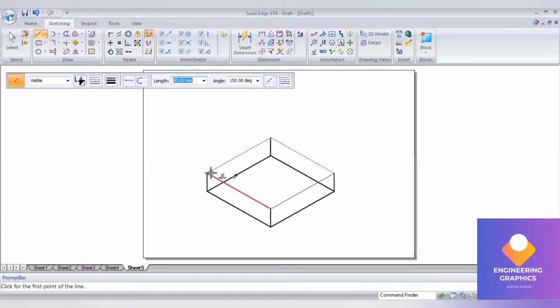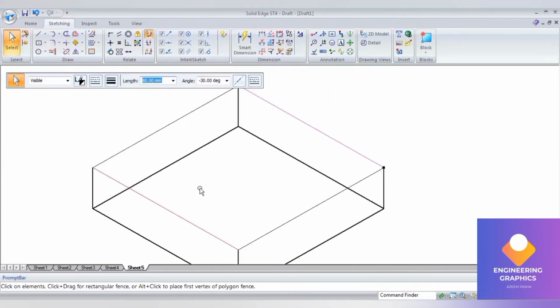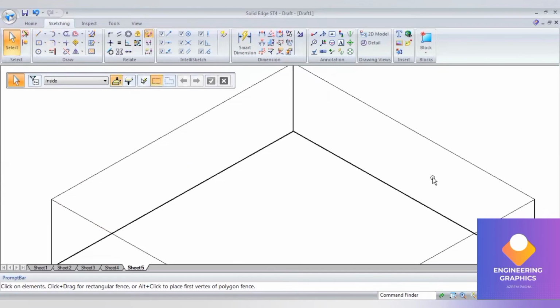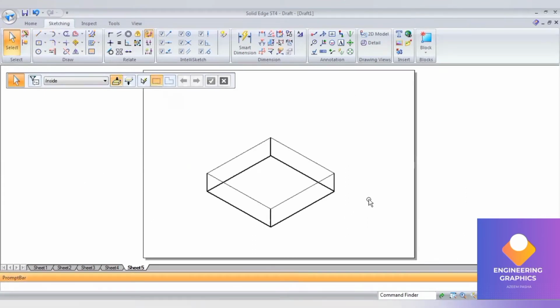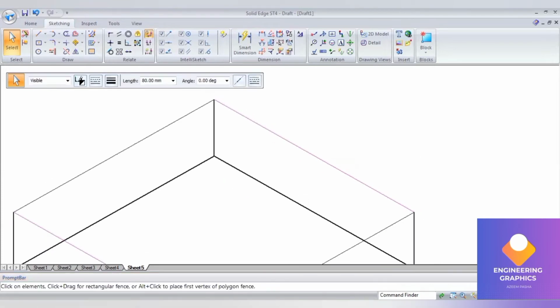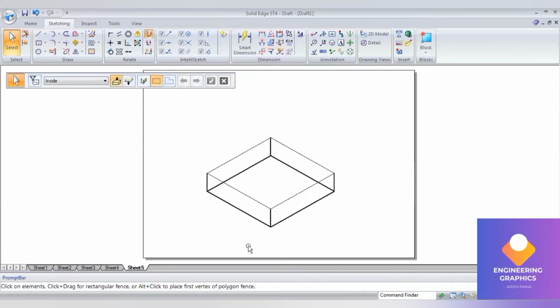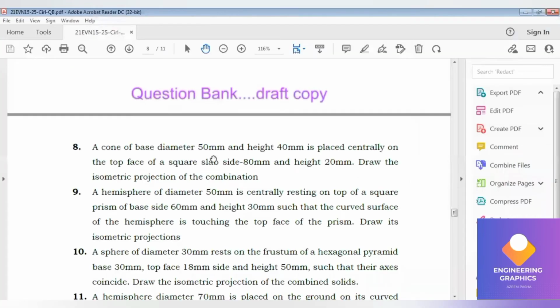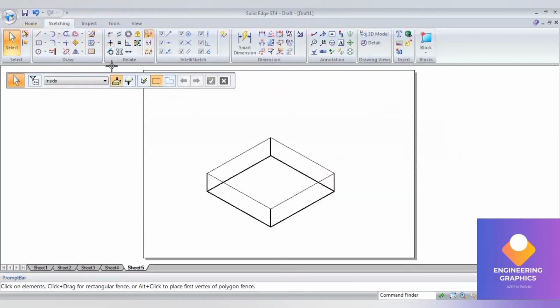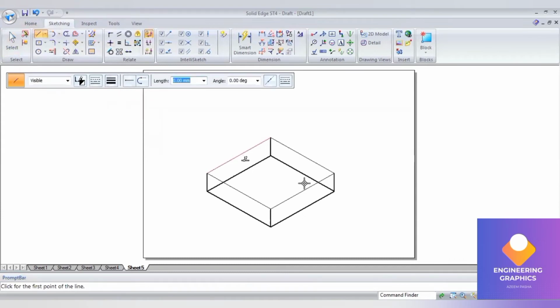So square slab is constructed. Now above it we have to construct the cone here, cone of base diameter 50 and height 40. So separately I'll be constructing the cone here. So first I'll take the midpoint so that it will be easy for us to place it.